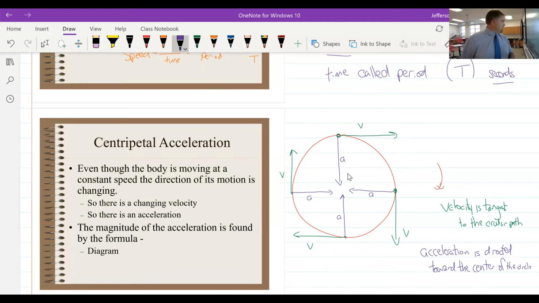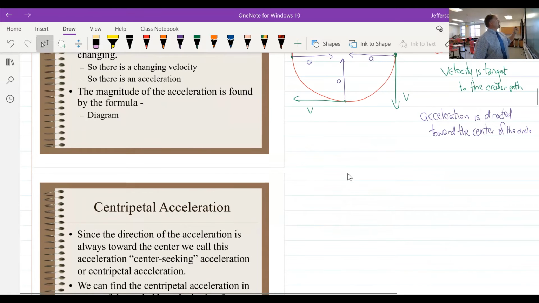Since there's always this change in velocity, there's always that acceleration, and we can find this acceleration. This is a formula that I will give you. When we go into AP, if you go to AP, I'll show you this, and I may touch on it tomorrow in class, but it's not really anything crucial you have to know. In order to find that acceleration, it's equal to the speed squared divided by the radius. I put a little a sub c there to tell you that this is a special acceleration called the centripetal acceleration.